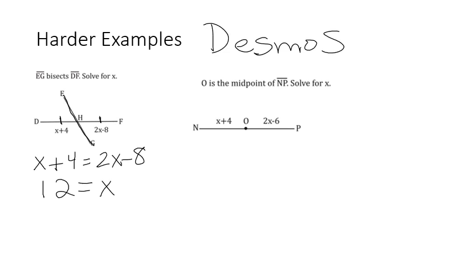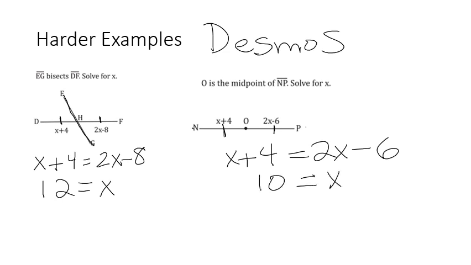Here, O is the midpoint of NP. So we know that this piece, X plus 4, and this piece, 2X minus 6, are the same, so we set them equal. Here's where you can plug it right into the Desmos calculator and get X equals 10.